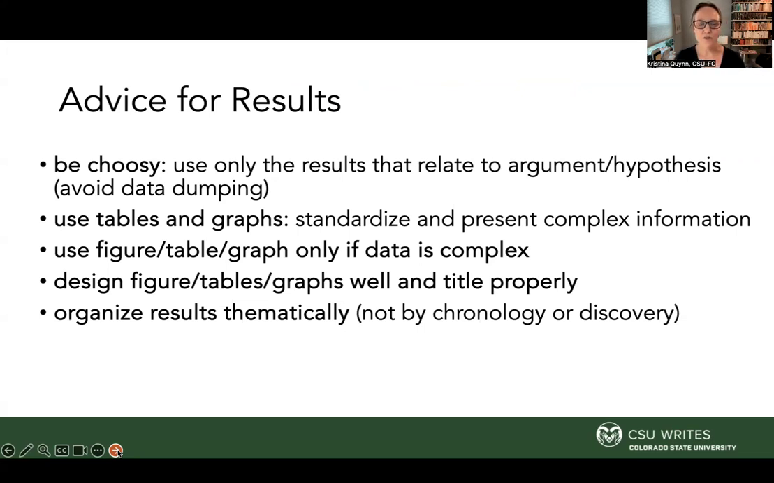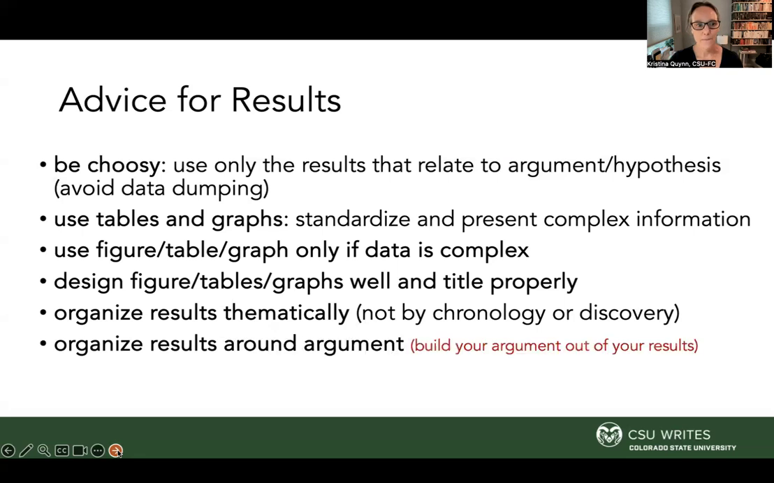First, second, third. Why would you put things in that order? Usually there's some sort of internal logic. Are we going from something that's already known to something that's more familiar or less familiar? Are we going to something that is kind of a bigger picture to something that's more narrow? There's usually something internally that's helping you arrange that thematically. If you can organize the results around your argument, that is super helpful.